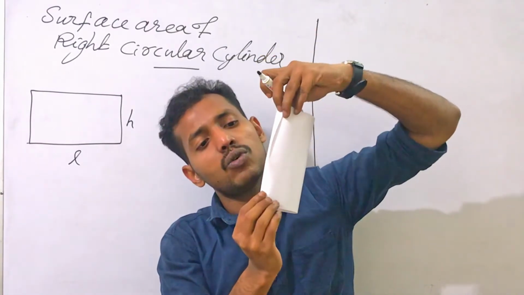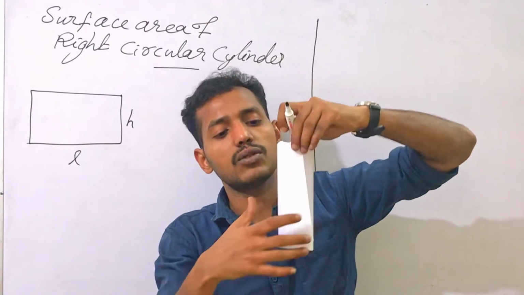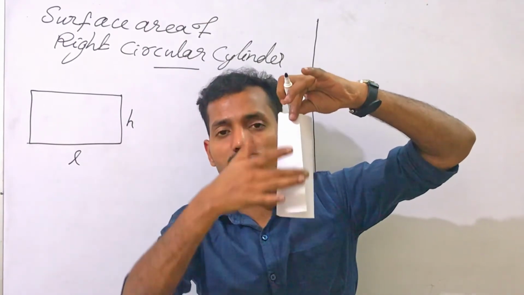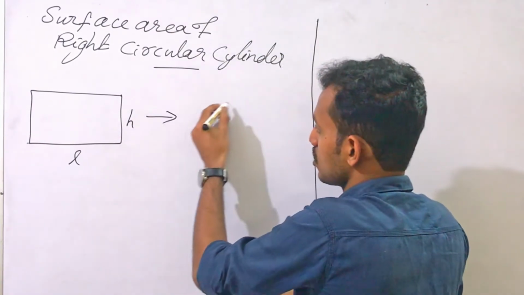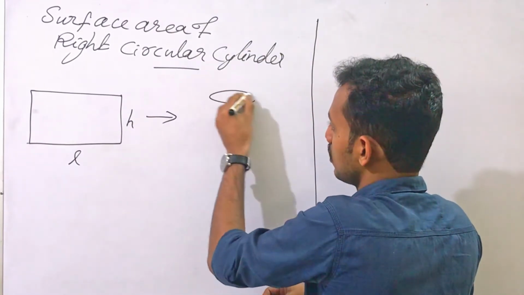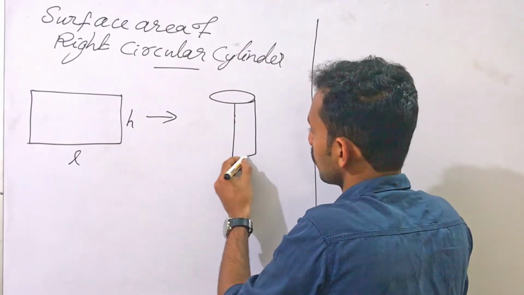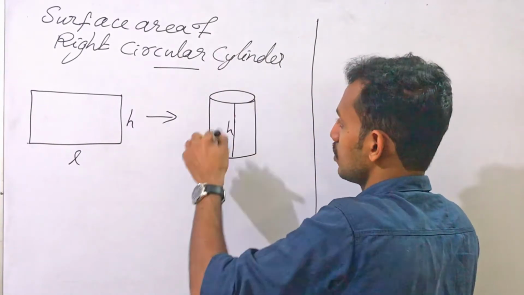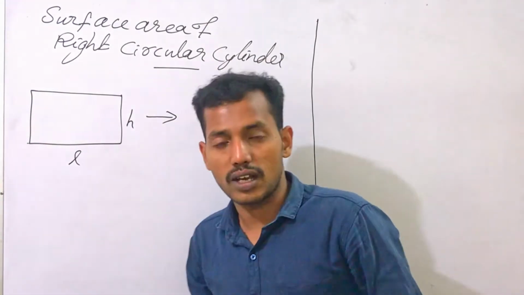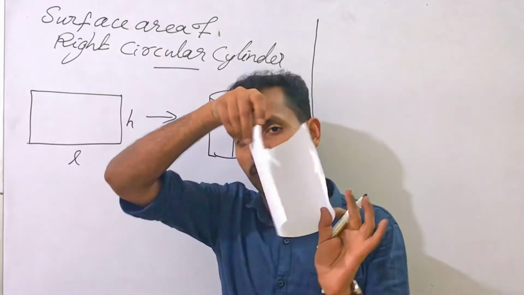So what will be the height of the cylinder here? Here the height of the cylinder is the same as the height of the paper. Clear. So when I curl this into a cylinder, I will get a cylinder with the same height. So the height of the cylinder is the same as the height or breadth of the plain paper.